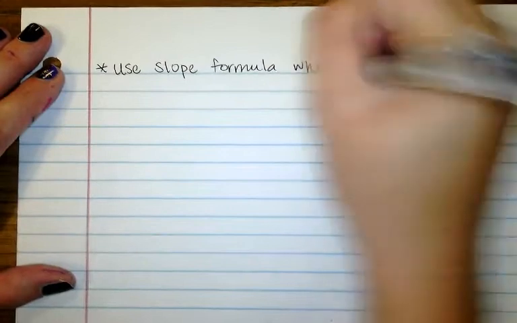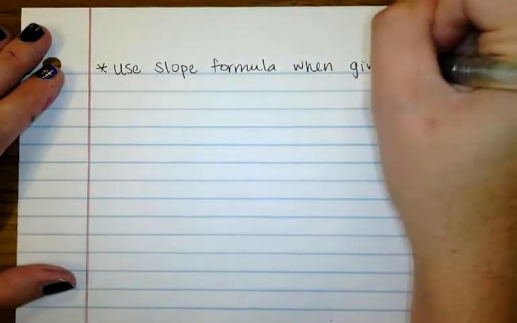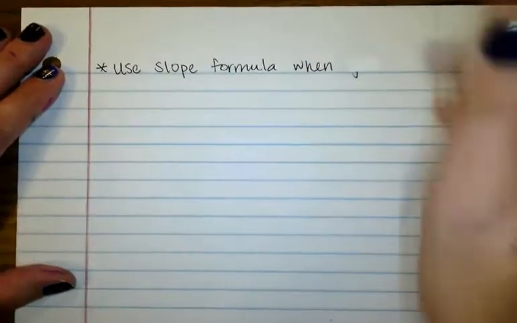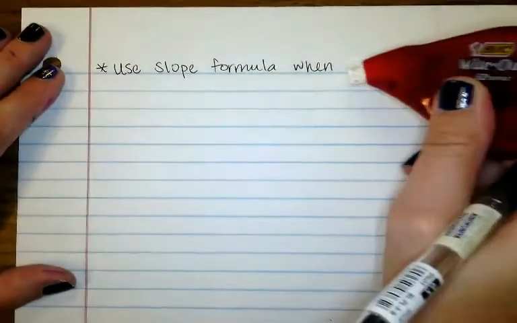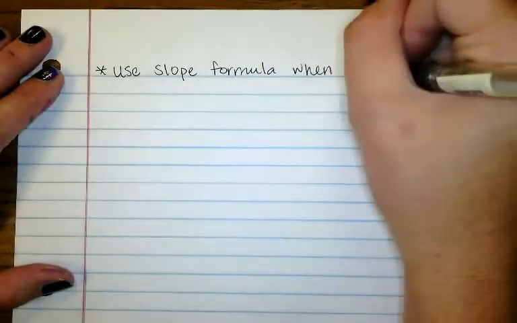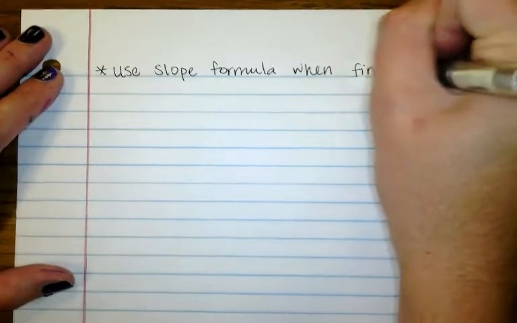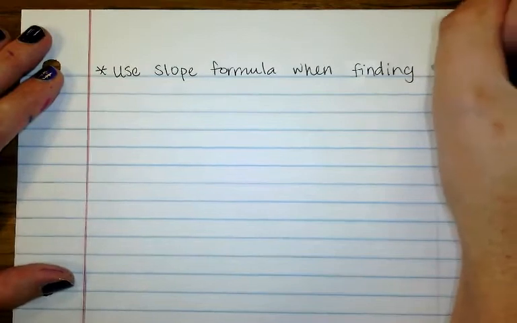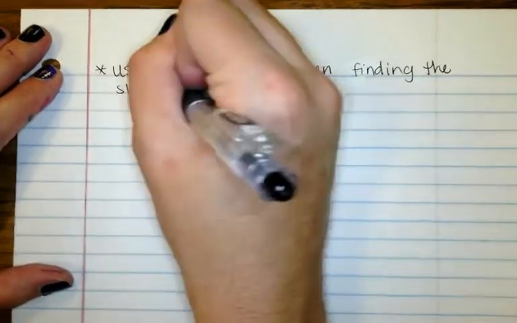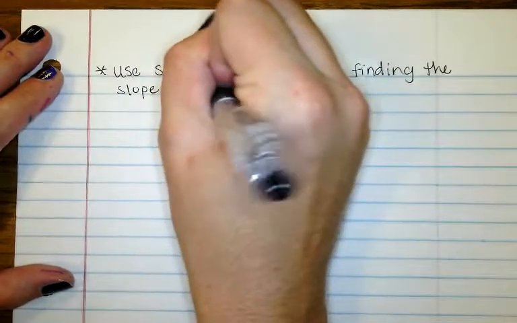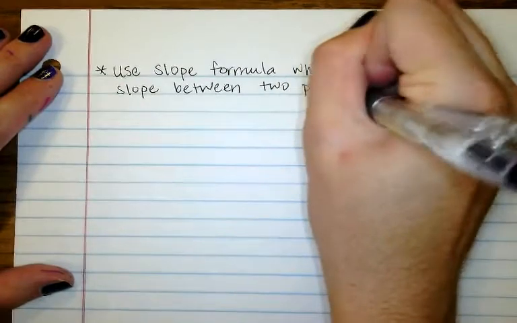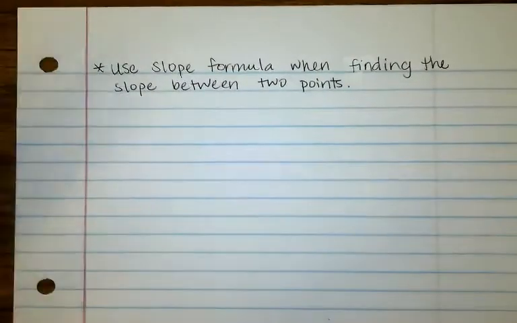Sorry. We're on a new page. Sorry, guys. So those were all the graphs. If you want to do this on the bottom, you can. So you use the slope formula when you're finding the slope between 2 points. Okay? Now, hold on just a second. I'm going to go backwards. I'm sorry. As you write this down.